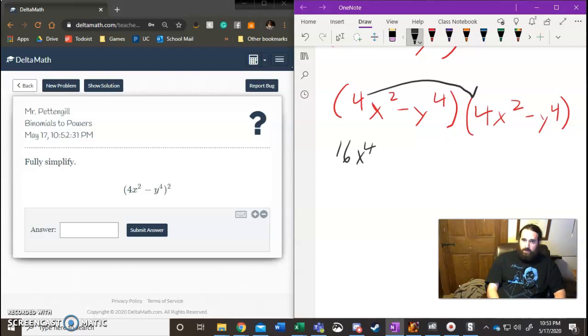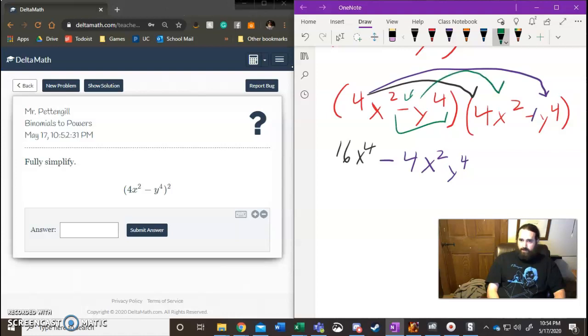Then I go 4x squared times negative y to the fourth. So it's a positive times a negative, which is a negative. 4 times my coefficient over here of 1, that's going to be a 4. X squared times y to the fourth is just x squared y to the fourth. Negative y to the fourth. Don't forget that negative is part of that term. Times 4x squared. Well, we just did this. So minus 4x squared y to the fourth.